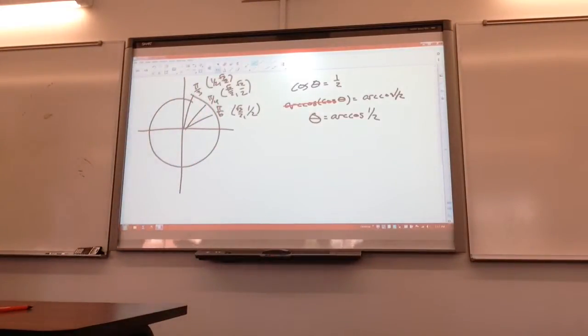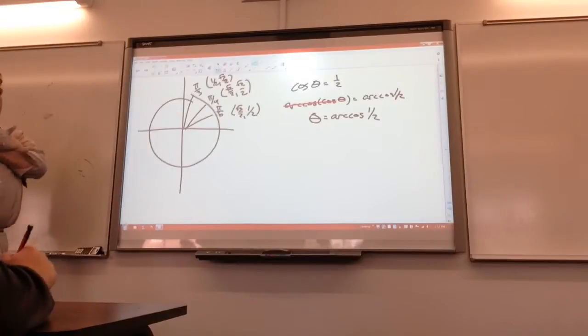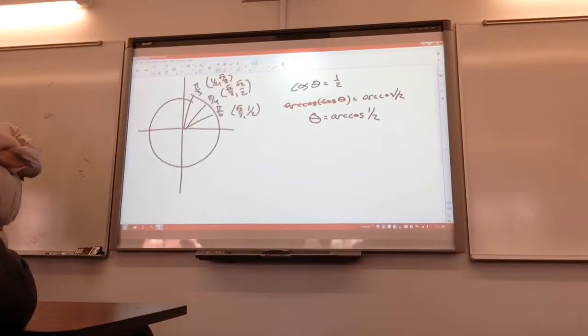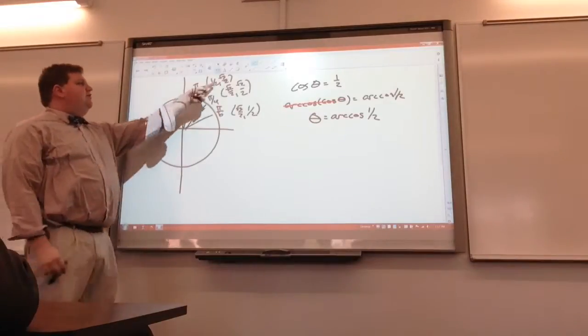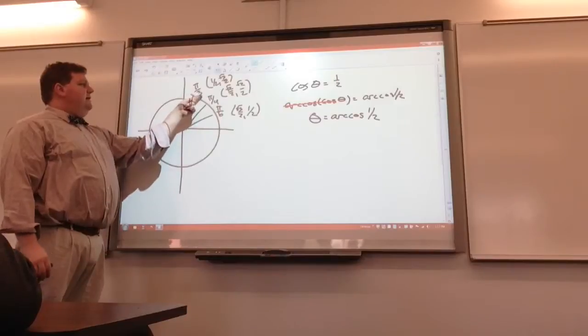And so how this would work, as far as solving is concerned, is saying, where x is equal to 1/2, what angle goes with that? Well, here's where x is 1/2. What was the angle that went with it?